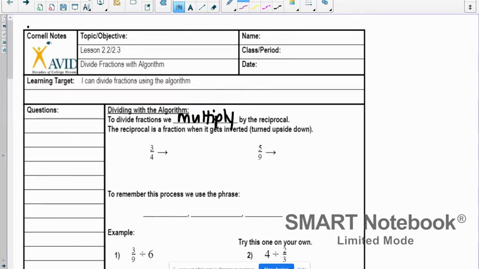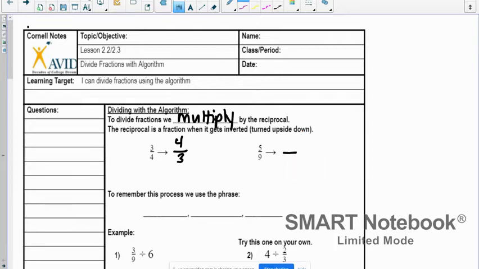by the reciprocal. The reciprocal is a fraction when it gets inverted or turned upside down. So 3/4, the numerator is 3, the denominator is 4. We flip that so that the numerator is 4 and the denominator is 3. Reciprocals, when they're multiplied, equal 1, because 3 times 4 would be 12, 4 times 3 would be 12, and 12/12 is equal to 1. So that's basically what a reciprocal is.